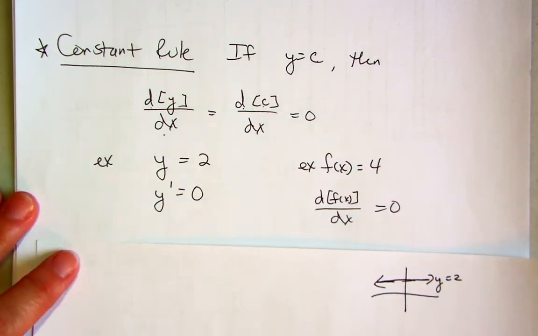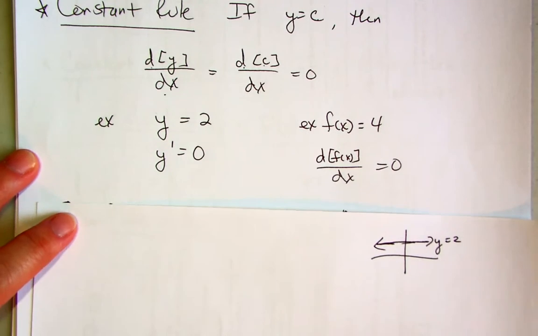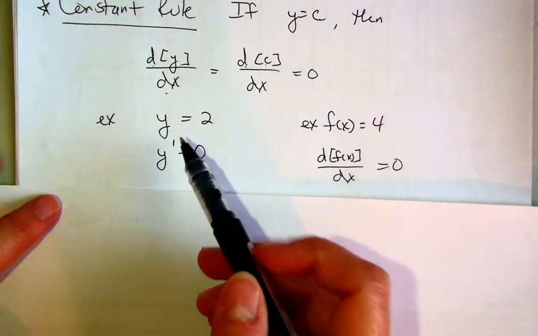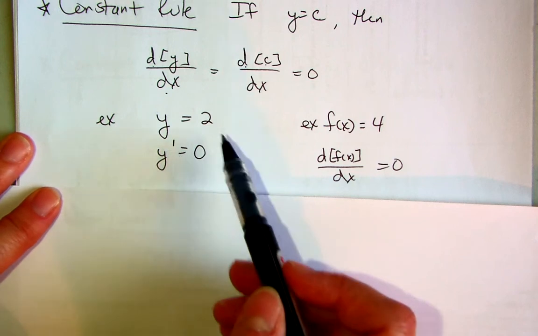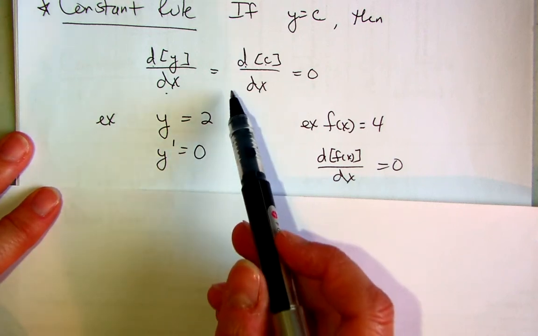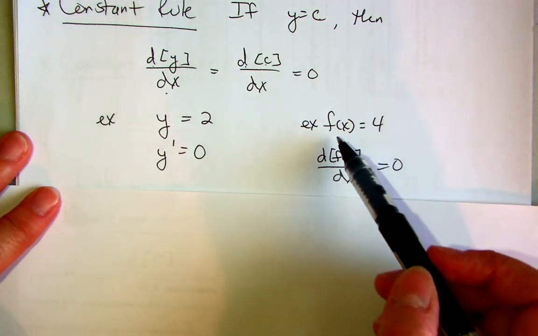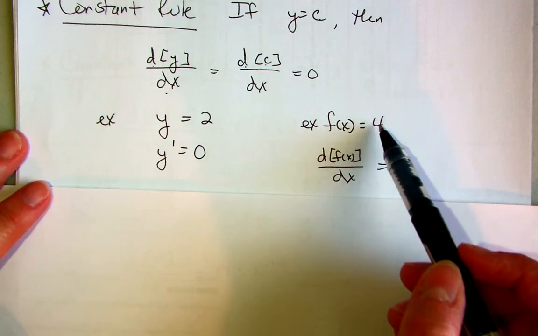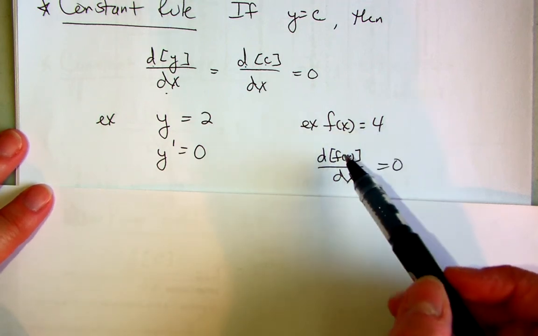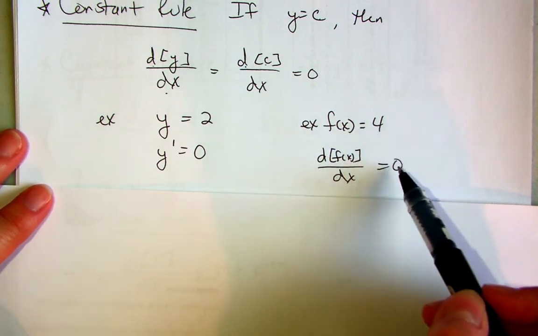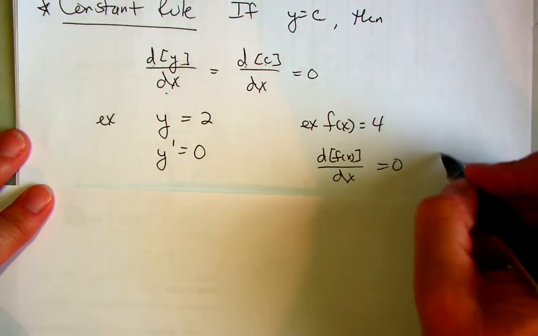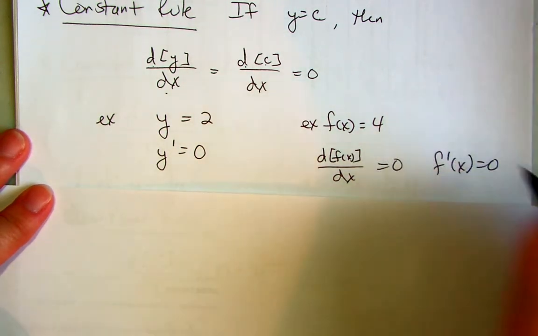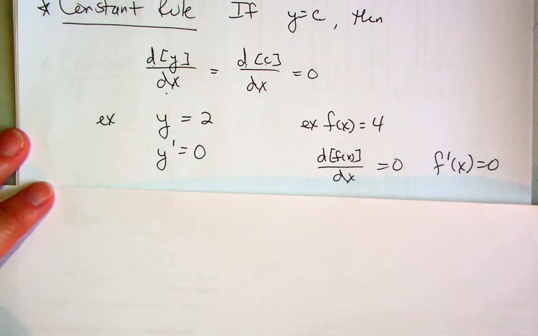And then I have two examples for you. If I have y equals 2 and I tell you to find the first derivative, it is equal to 0 from this constant rule. If I give you f of x equals 4, which is still y equals 4, a horizontal line, then the first derivative is equal to 0. I could write this like this. I could have also written it like this. They all just mean the exact same thing.